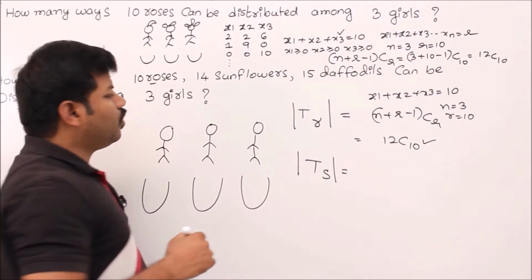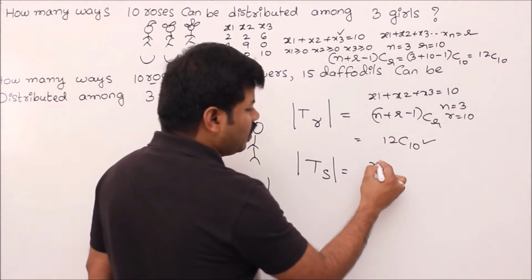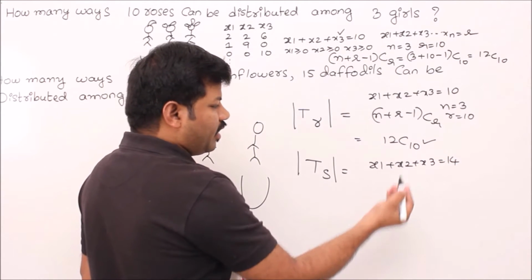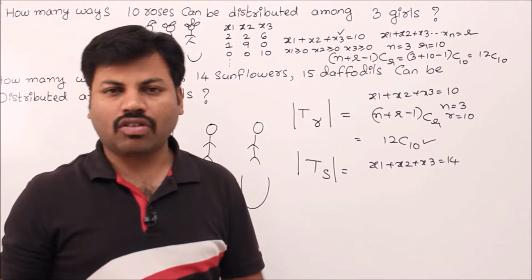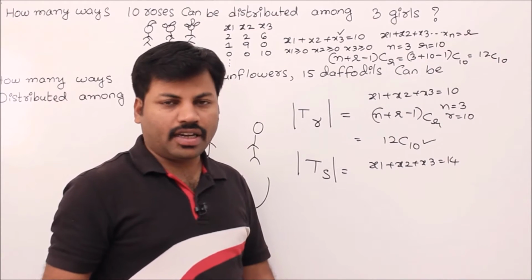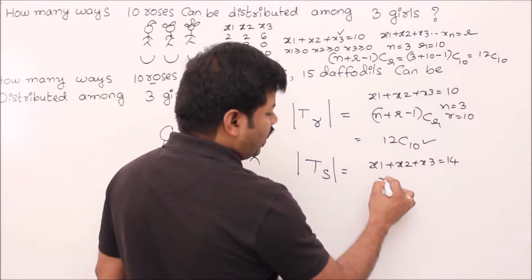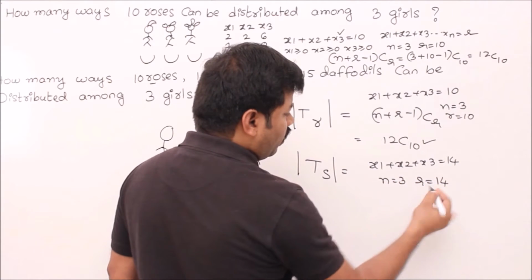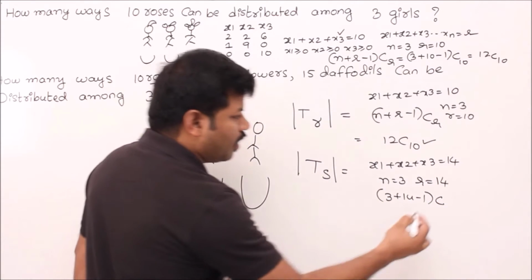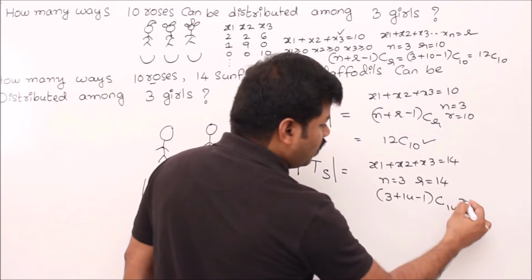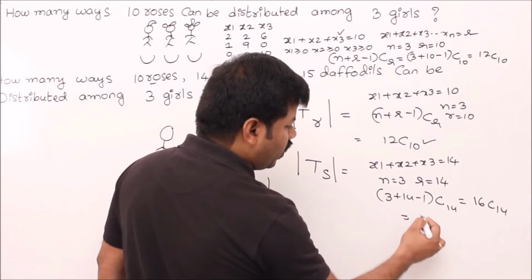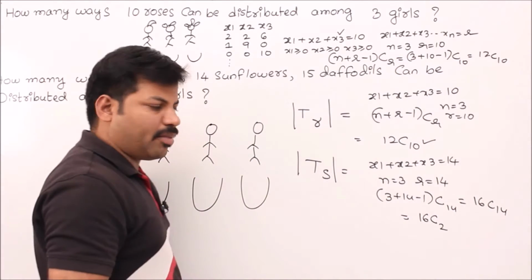Now we'll go to the distribution of sunflowers. How many different ways can you distribute 14 sunflowers? For the same 3 girls, it will be x1 plus x2 plus x3 equal to 14, right? Again the conditions are x1 greater than or equal to 0, x2 greater than or equal to 0, x3 greater than or equal to 0. Any girl can take any number of flowers greater than or equal to 0. Then the formula is again n value 3, r value 14. Then it will become 3 plus 14 minus 1 C 14. That will become 17 minus 1, 16 C 14. So we know that 16 C 14 equals 16 C 2, since nCr equals nC(n minus r).